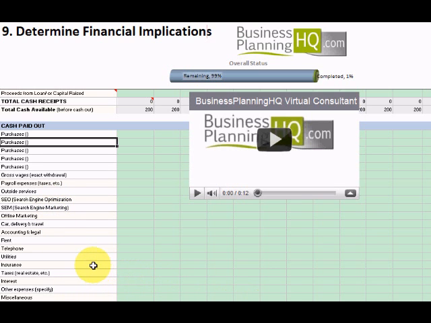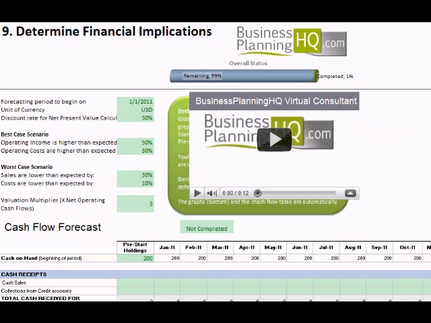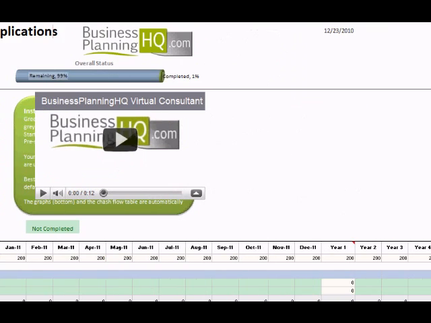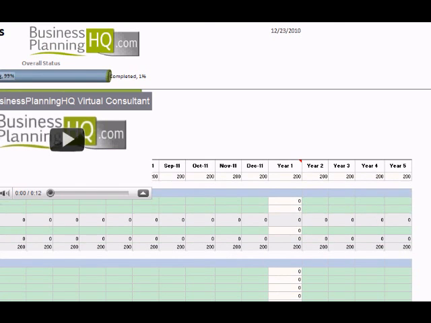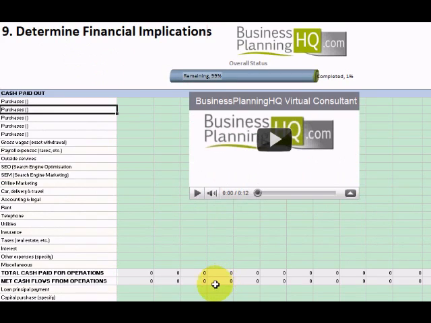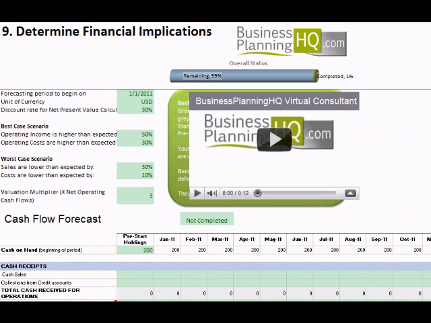If we just go across a little bit, over here we'll see the first year is done in months, and then the following year is done in years up to year 5. So it's a 5-year cash flow forecast. And those numbers are used for a series of calculations that you'll see once the final documents come through.